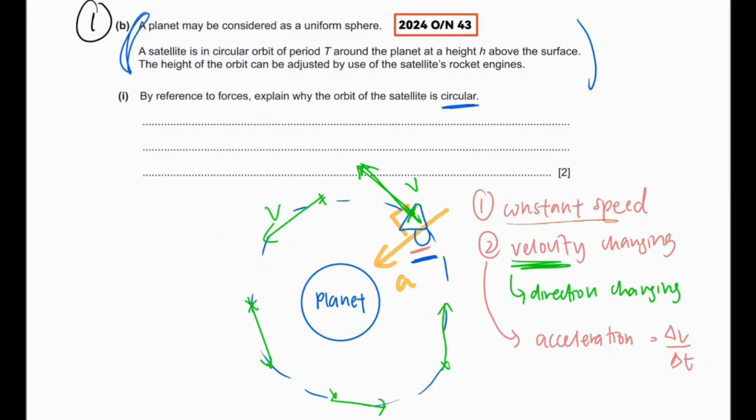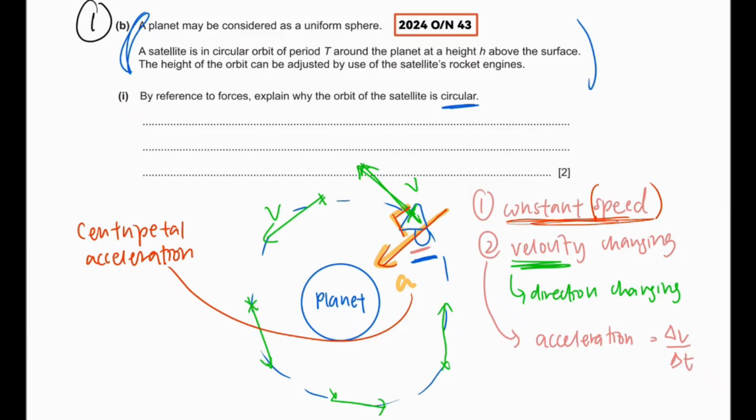Because, remember the first thing we said, the speed is constant. If the acceleration is in the same direction as the velocity, the speed will not be constant. The speed will start to change. We don't want the speed to change. That's why the acceleration is perpendicular to the velocity. Now, this acceleration is known as centripetal acceleration.